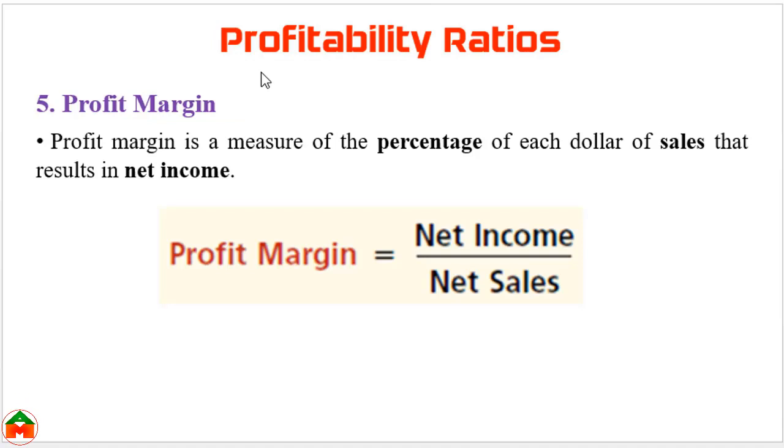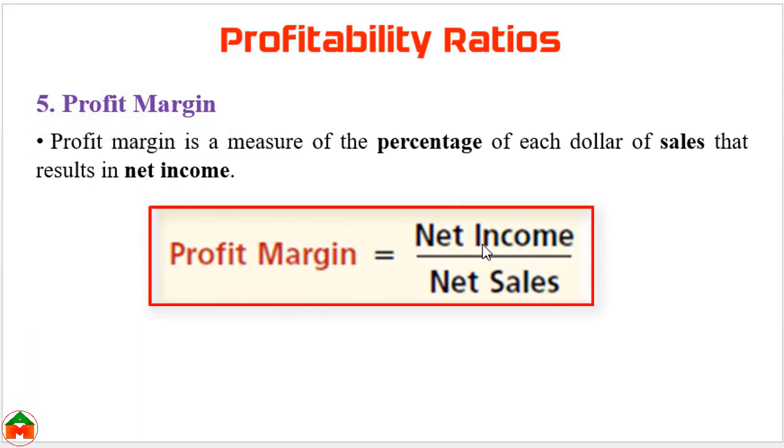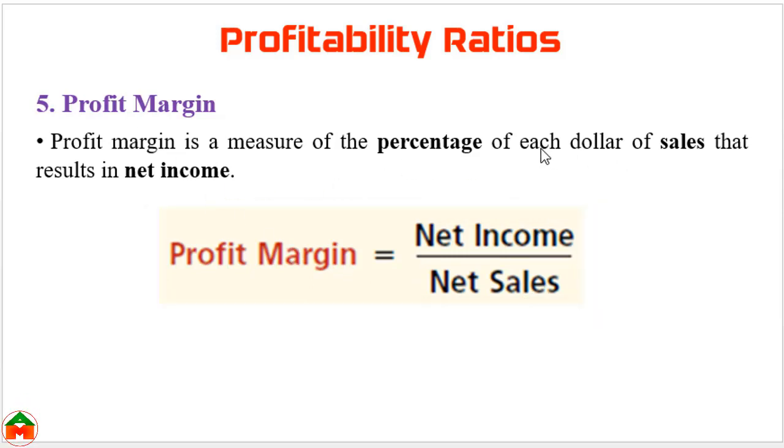Now we can see the profitability ratios. The first ratio on the profitability ratio is profit margin. The formula of profit margin is net income divided by net sales. We get the percentage of profitability by this profit margin.